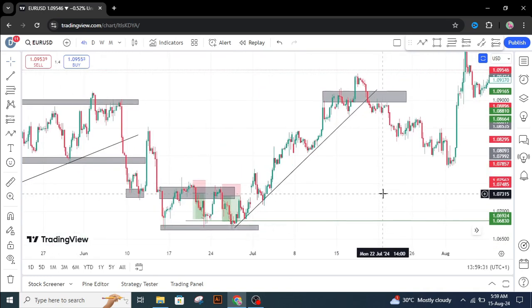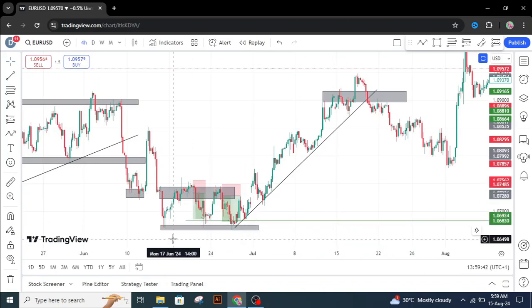So let's move to the fifth one. I've talked about four now. The fifth one is called triple bottoms. Just like double bottom, we have triple bottom. So take for example, you have this triple bottom here.